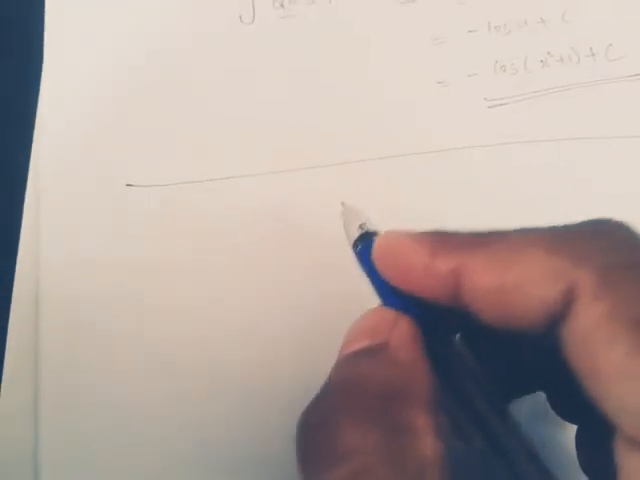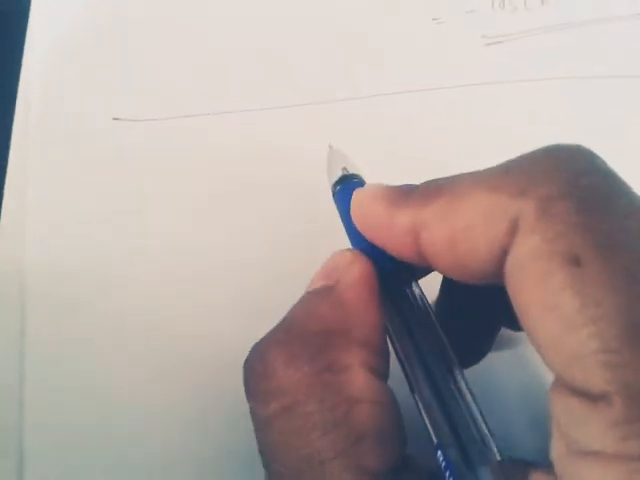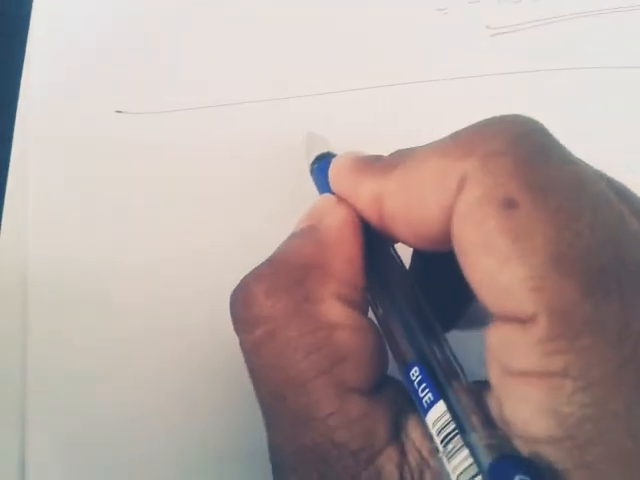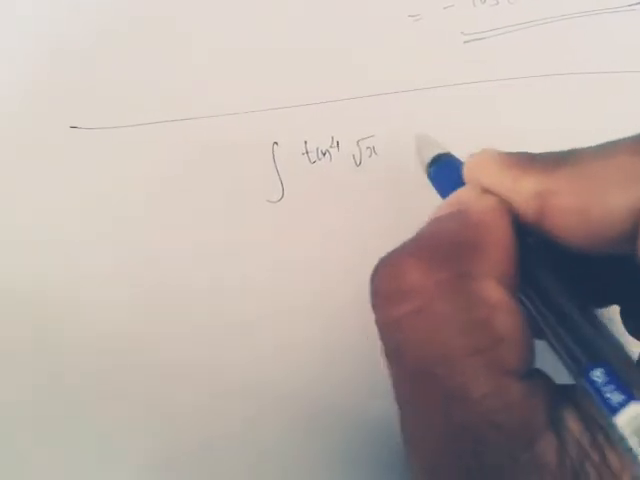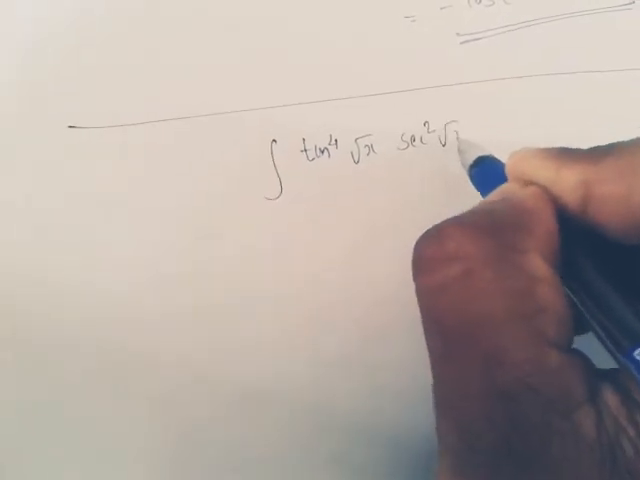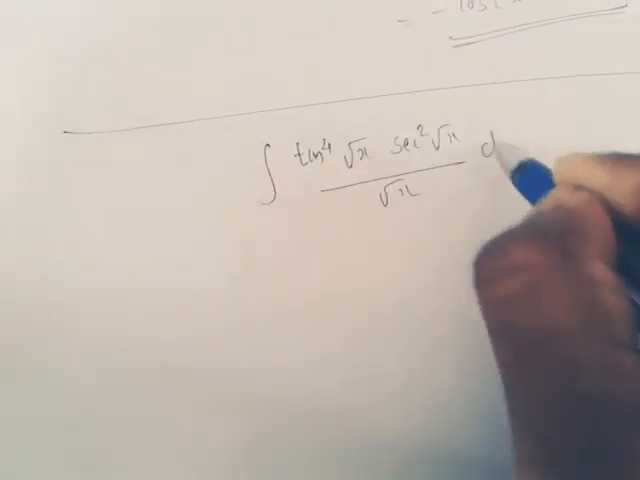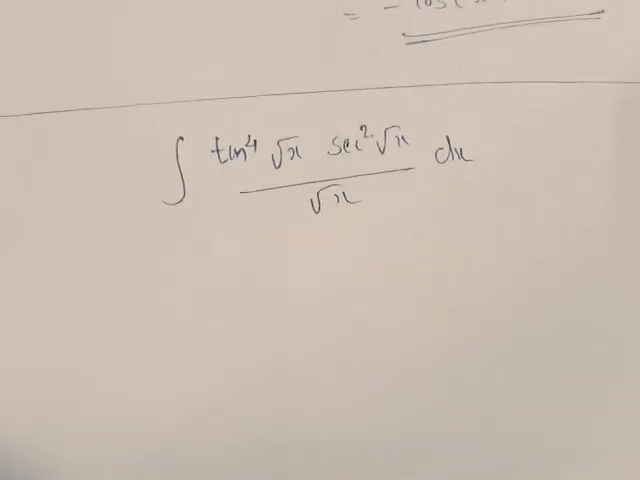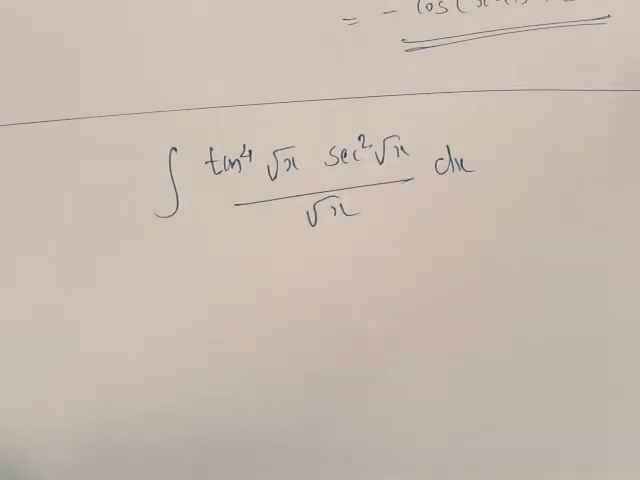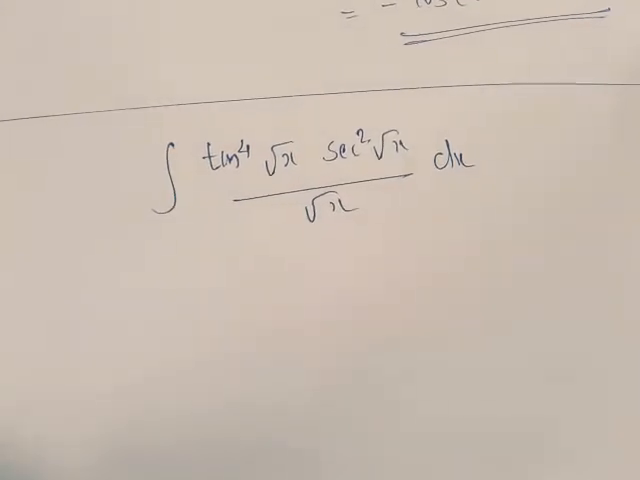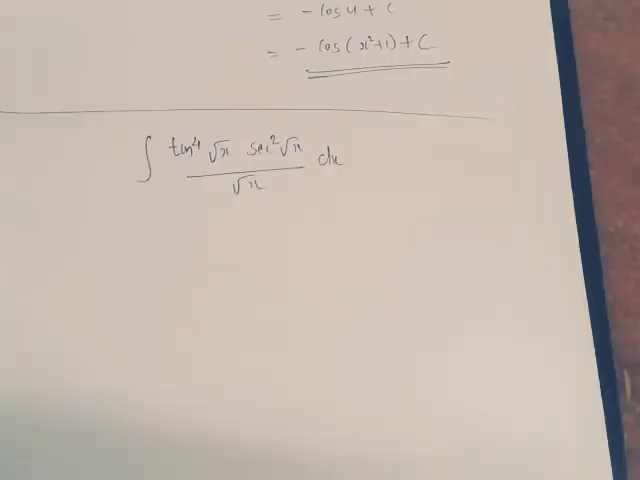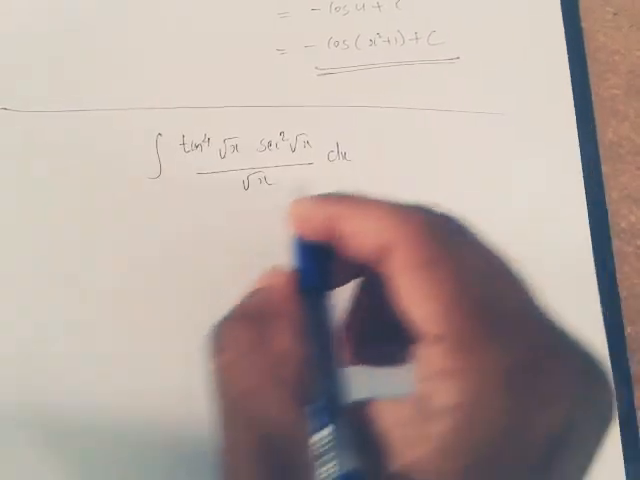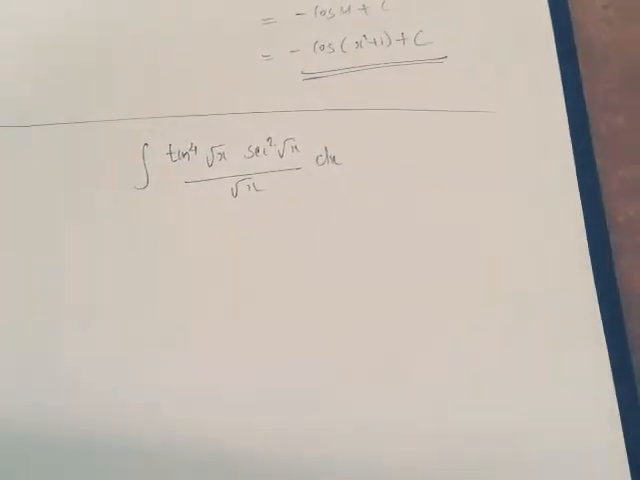So as the second question, let us choose a slightly more standard question, and your question is integral tan raised to 4 root x sec square root x by root x dx. This is the question which we are going to solve now. Integral tan raised to 4 root x sec square root x divided by root x dx. So my question is, which term can I substitute or which term can I replace?